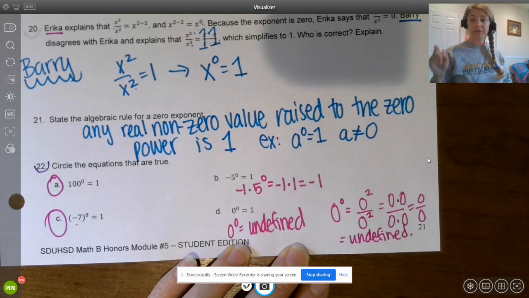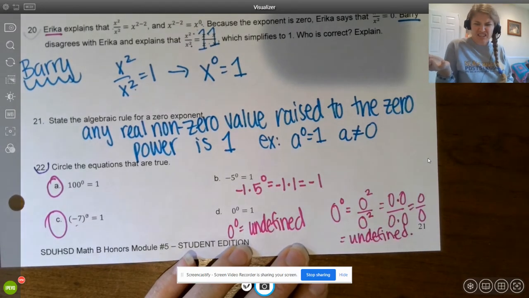So a little reminder, you can never divide by 0. You can't split something into 0 groups. It just doesn't make sense.